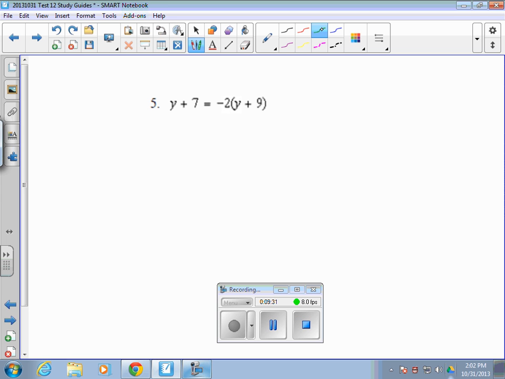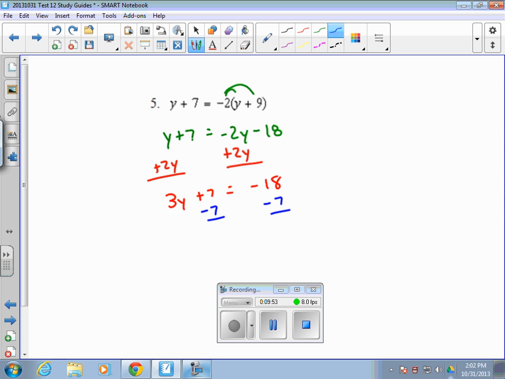We have to distribute negative 2 to both terms. Negative 2 times y is negative 2y. Negative 2 times 9 is minus 18. Equals y plus 7. Move your smaller y's over to your larger ones. Add 2y to this side because it's smaller. So 1y plus 2y is 3y plus 7 equals negative 18. Get rid of plus 7 by subtracting it on both sides.